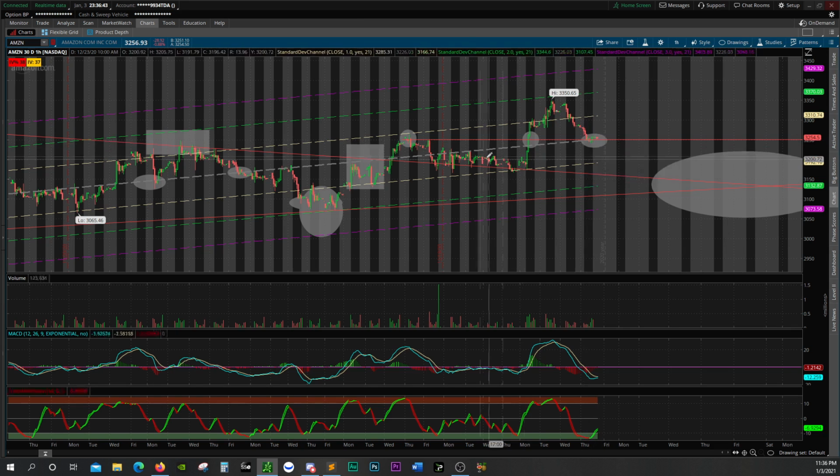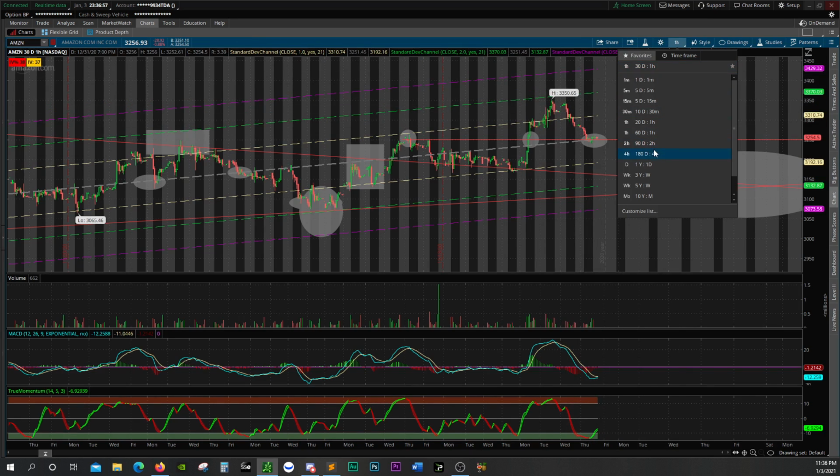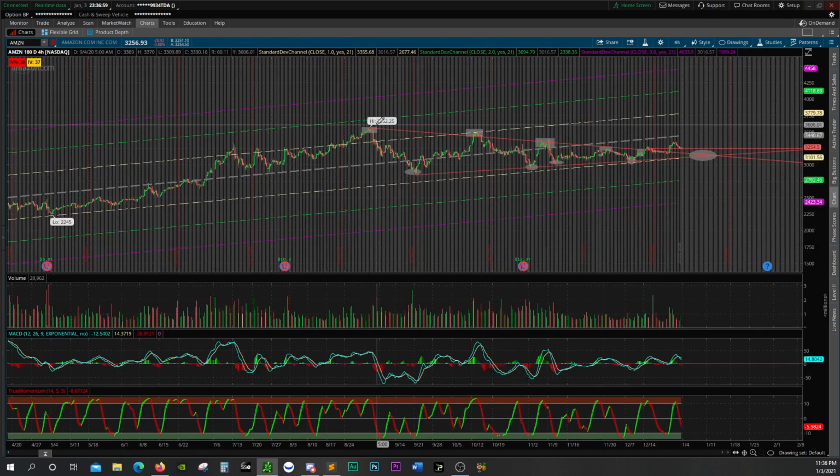Fariza, you see that? Yeah, I see it. Okay. So I think it's going to bounce off this support and start another trend upward. Breach this 33.50 short-term high. Yeah, I think it's going to be an uptrend moving forward.